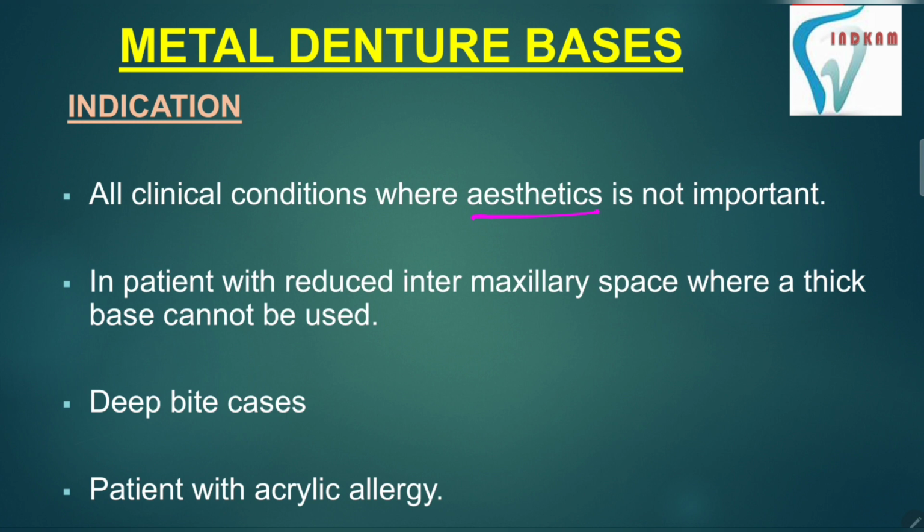In patients with reduced intermaxillary space where a thick base cannot be used, we have to use metal. Acrylic sheet is somewhat thicker than metal dentures, so wherever we need a thinner denture, we have to use metal. In cases of deep bite, also we have to use a metal denture base. And in patients with acrylic allergy, if a patient is having allergy to acrylic resin, then we have to go for metal only.